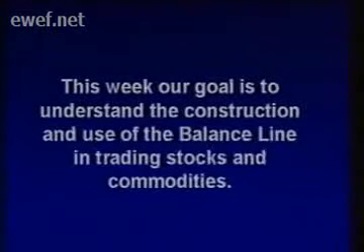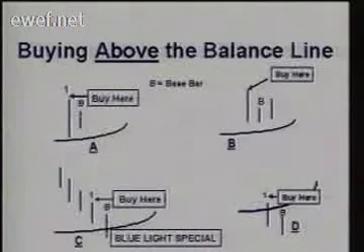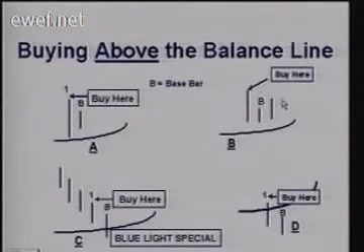This week, our goal has been to understand the construction, the use, and the trading of the balance line in both stocks and commodities. Let's review the charts that we've already seen. Here's buying above the balance line, and when you're buying above the balance line, remember it's very simple, base plus 1. And remember that the base is the most recent lowest high. So here we have the recent lowest high. The buy stop would be here. This third bar does not affect it because it is not lower than the most recent lowest high.